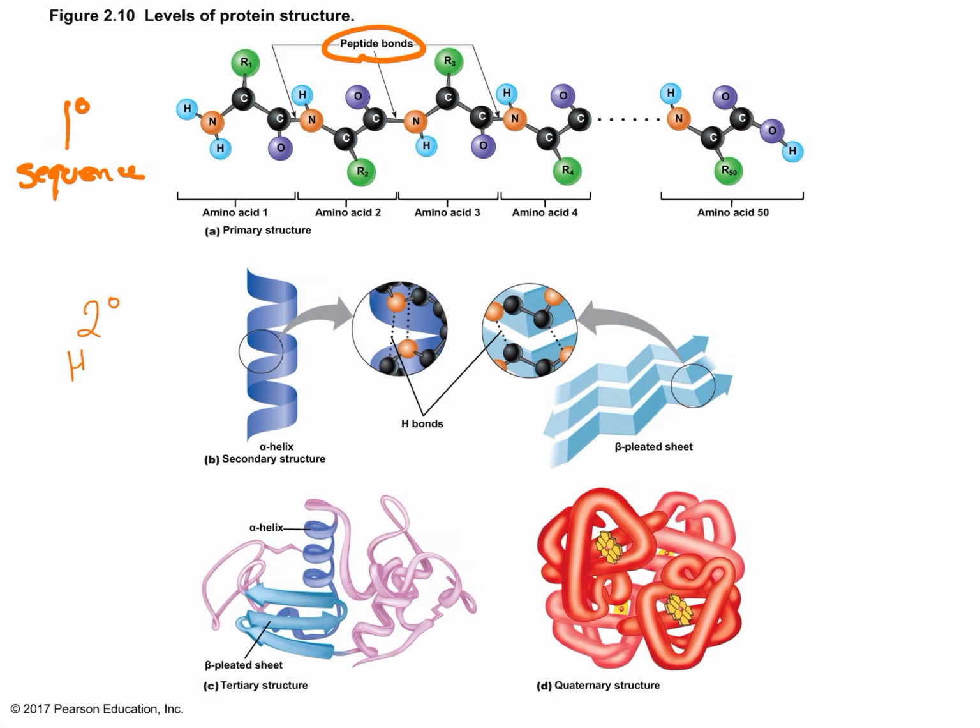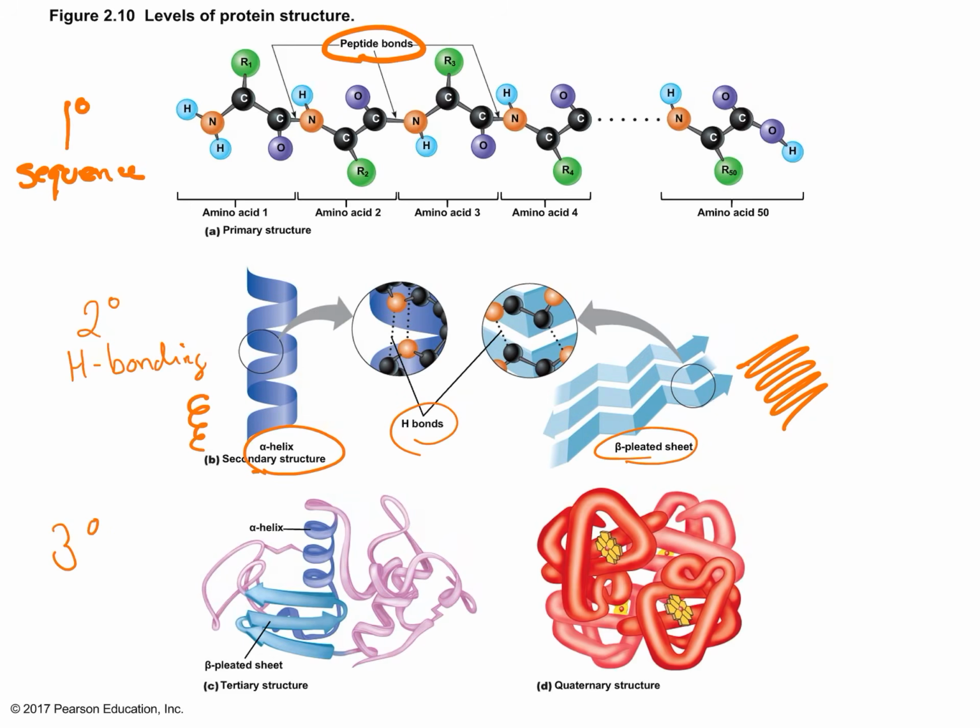And the first structures that are created are due to hydrogen bonding. And there's two. There is an alpha helix, which gives you this curly shape. And then we have a beta-pleated sheet, which gives you a flat region of the protein. So based on these hydrogen bonds, you get either curls or flat areas.